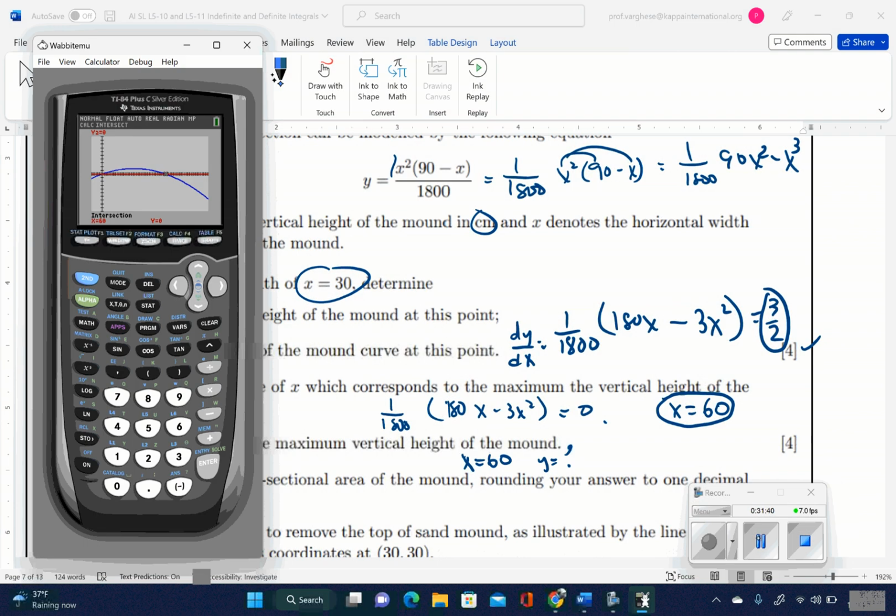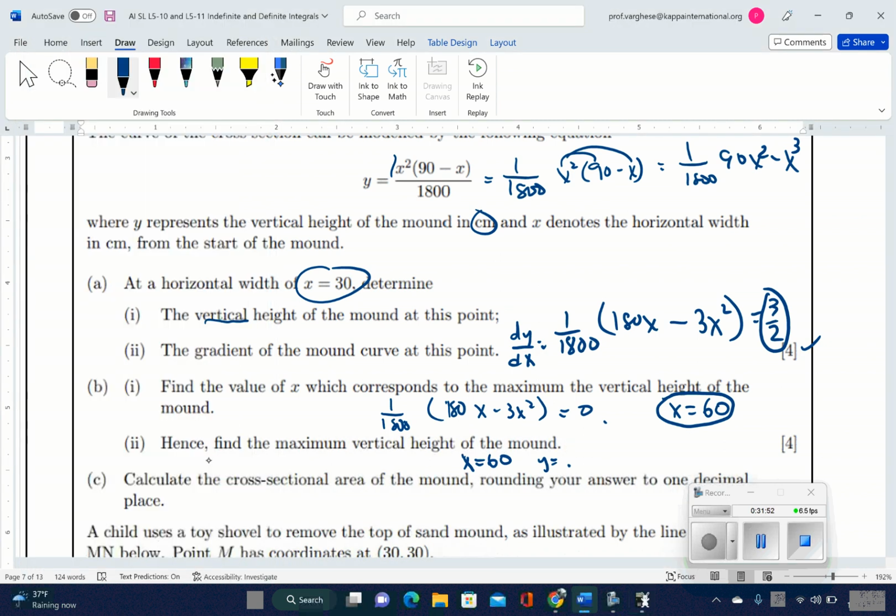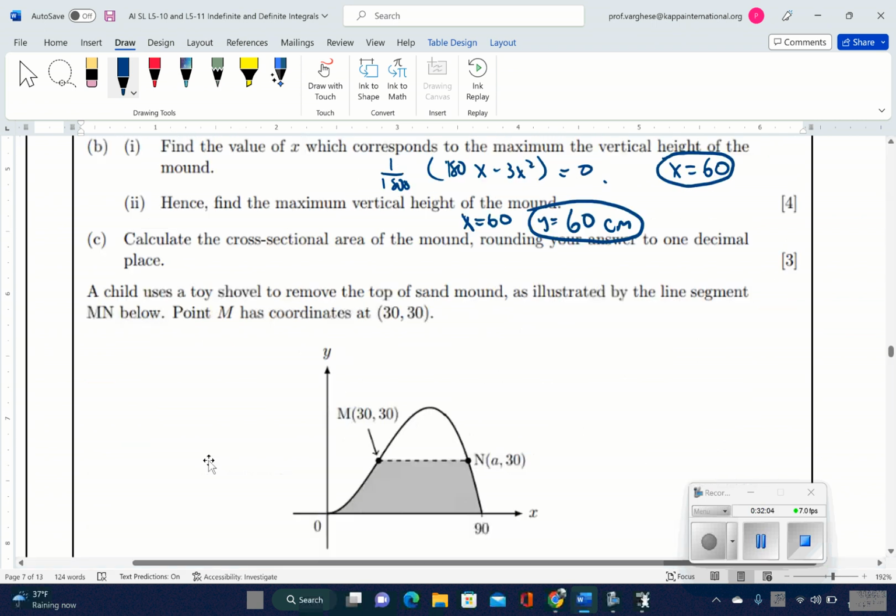So I have my calculator. I just plugged in 60 wherever I saw my x in my original function. And then when you hit enter, if x equals 60, then y equals 60 in this case. So y is equal to 60 as well. So that is the maximum vertical height, and that's going to be 60 centimeters. Okay, so that is our answer for B2.